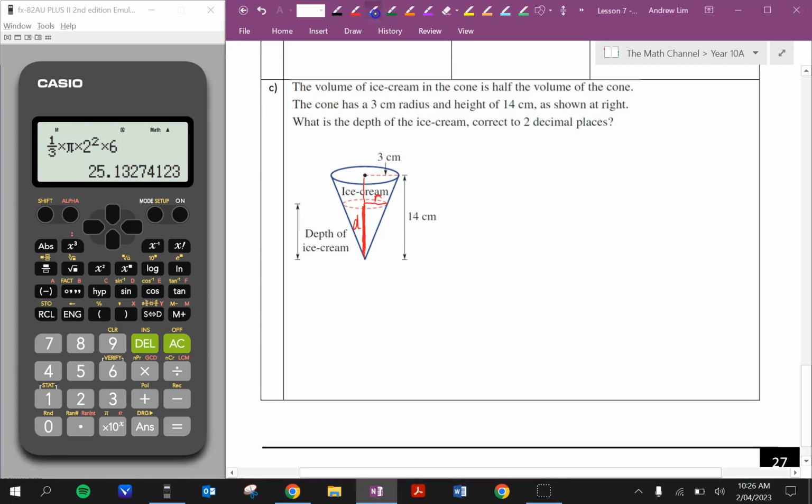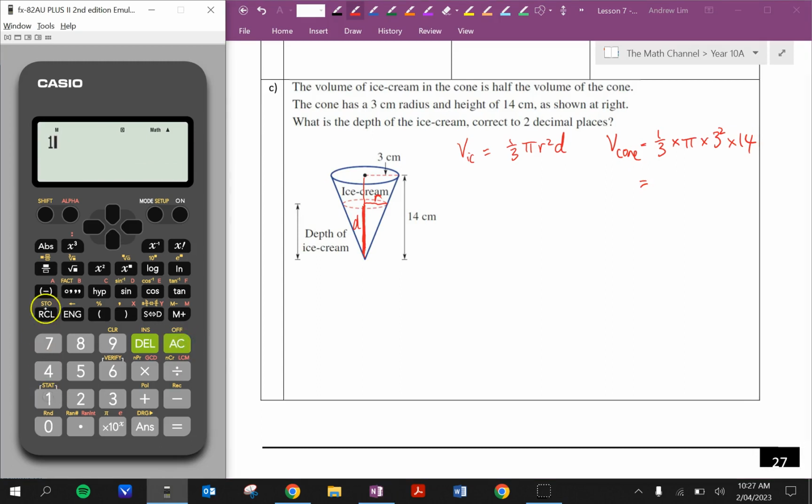Okay, so let's have a look. The volume of the ice cream in the cone is half the volume of the cone. So this is what I will do. The volume of the ice cream, we know it's 1/3 times pi times r squared times the perpendicular height. In this case, I'll use the letter D for the depth of the ice cream. And we know that the volume of the cone is 1/3 times pi times 3 squared times 14.